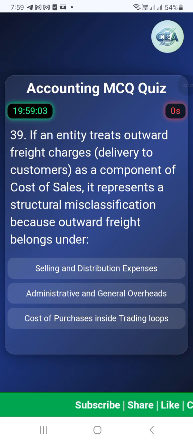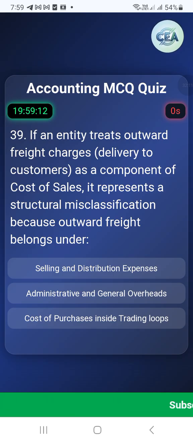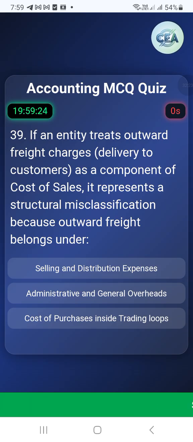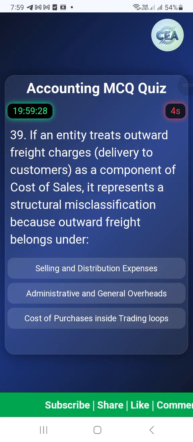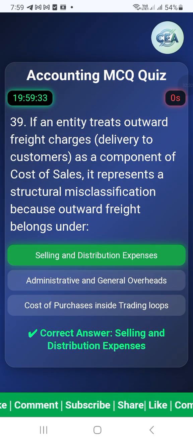39. If an entity treats outward freight charges delivery to customers as a component of cost of sales, it represents a structural misclassification because outward freight belongs under Option 1. Selling and distribution expenses. Option 2. Administrative and general overheads. Option 3. Cost of purchases inside trading loops. Correct answer is selling and distribution expenses.